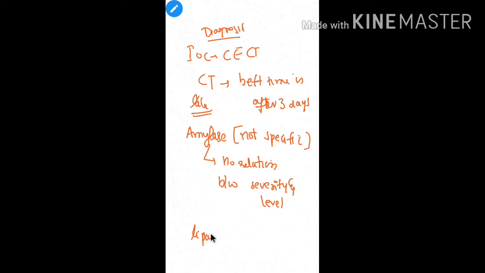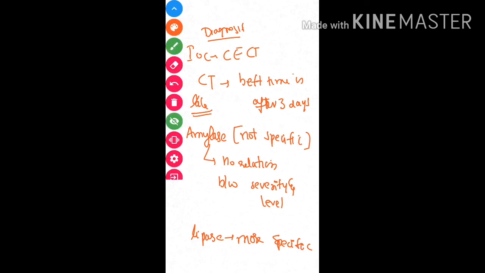Let's see what is the specific enzyme for acute pancreatitis. Lipase. It is more specific for acute pancreatitis. This is about the signs and symptoms, and as well as partly about diagnosis.